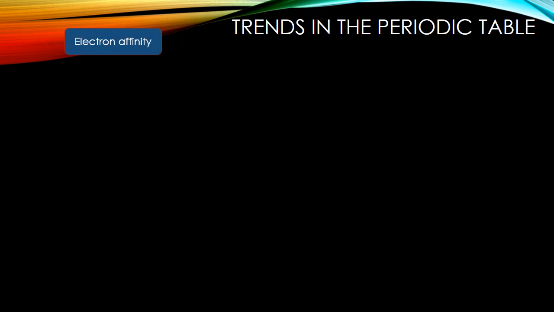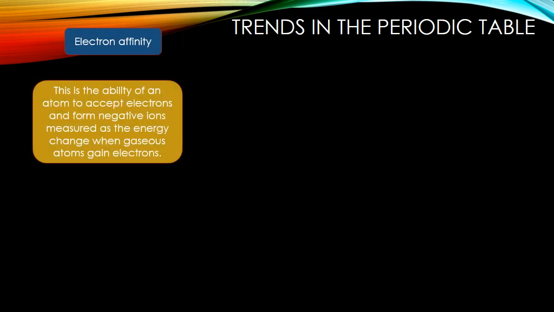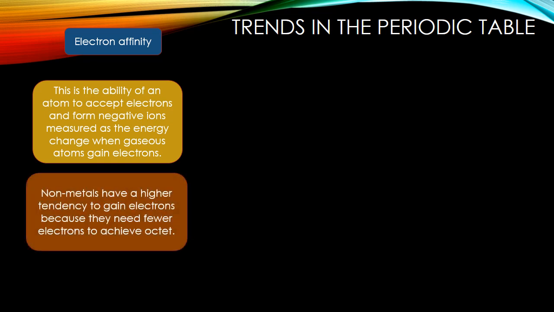Electron affinity. Electron affinity is the ability of an atom to accept electrons and form negative ions. This is measured as the energy change when gaseous atoms gain electrons. Nonmetals have a higher tendency to gain electrons than metals, and this is because nonmetals need fewer electrons to achieve the octet.